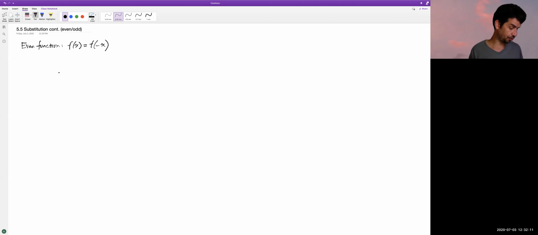So what does that mean for an integral? If I have a function f that's even, and let's say I'm taking the integral from negative a to a, okay, that part's important: we're not just going over any interval, we're going over an interval that's symmetric about the origin, meaning it goes the same distance on both sides of the origin. Well, we can split this up into two integrals.